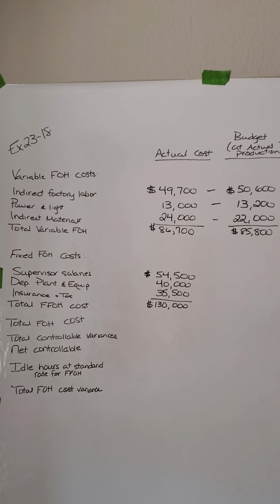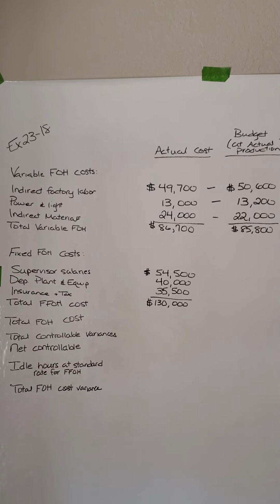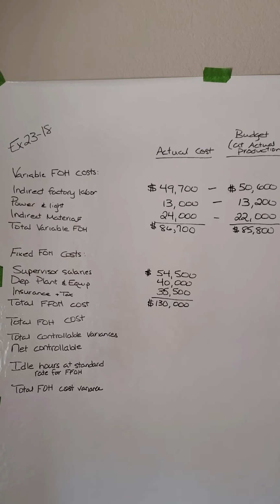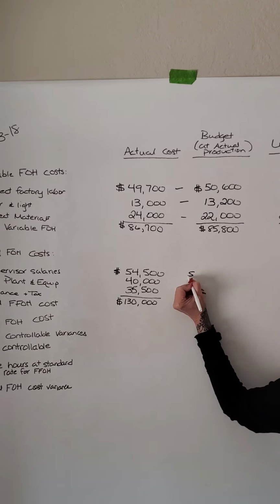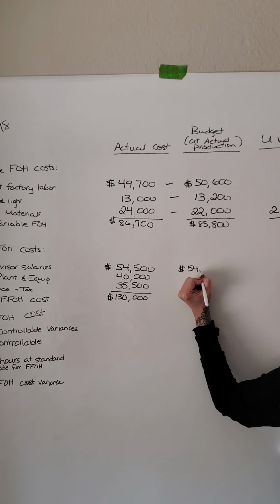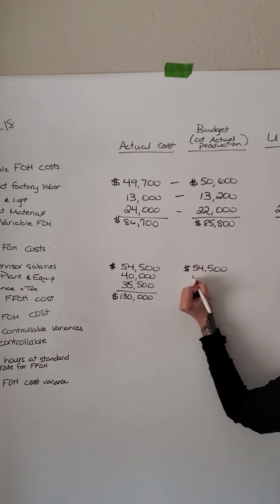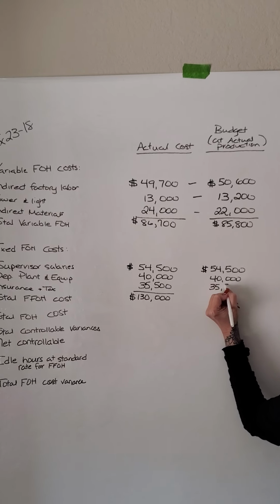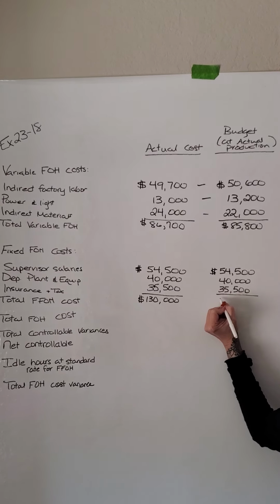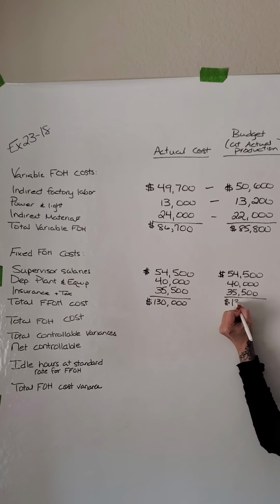Right, and we know that fixed costs don't change regardless of our level of activities. So here it's going to be the same, right? 54,500, 40,000, 35,500, with a total of 130,000.